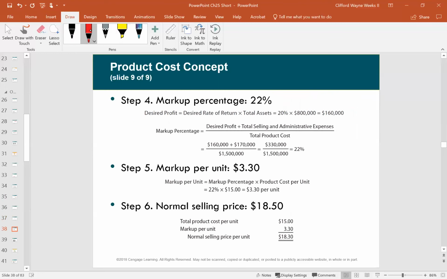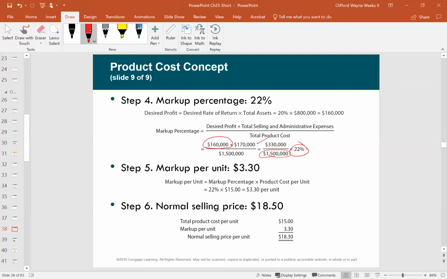In step 4, we have our desired profit. If you remember, we came up with $160,000. We're going to add that to our total selling and administrative expenses, and they just gave us that number. And we're going to divide by our total product cost: direct materials, direct labor, factory overhead. And it comes up with 22%. So we have a 22% markup.